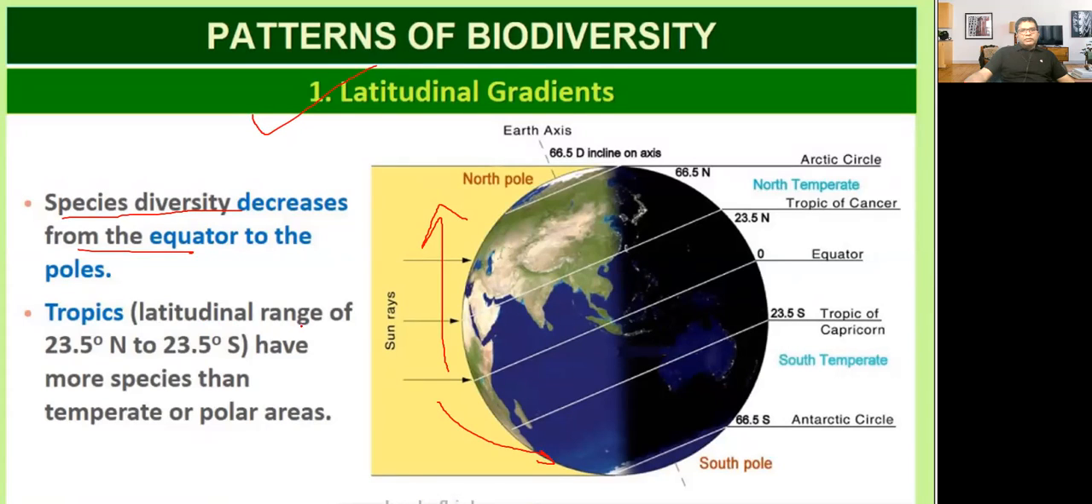Tropic means a latitudinal range of 23.5° north to 23.5° south, means from this region to this region. This region has more species than the temperate and polar regions. So this is the area which has more species than the temperate and polar regions.